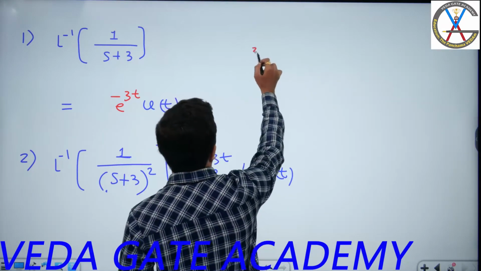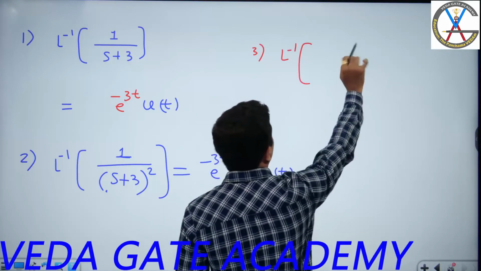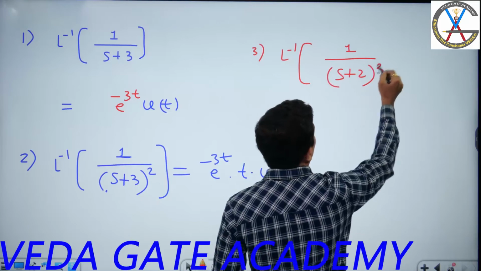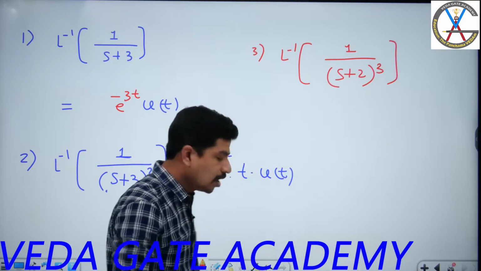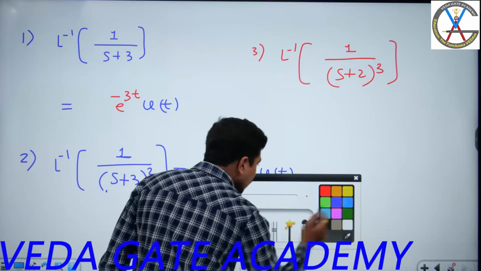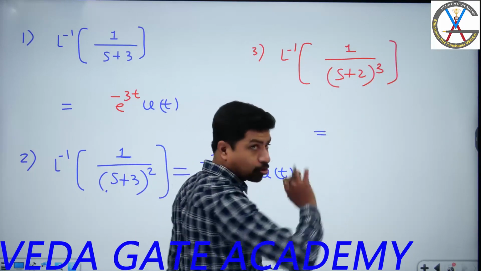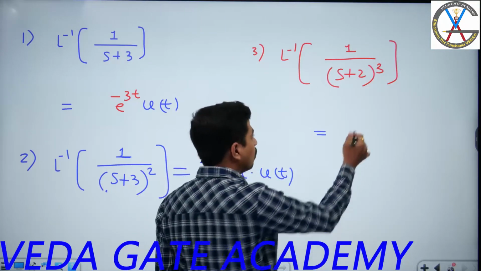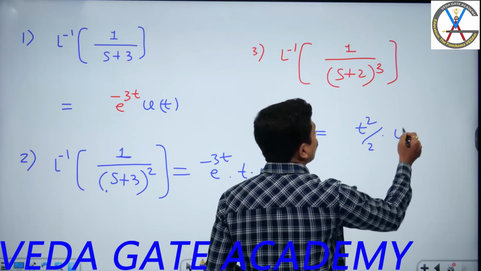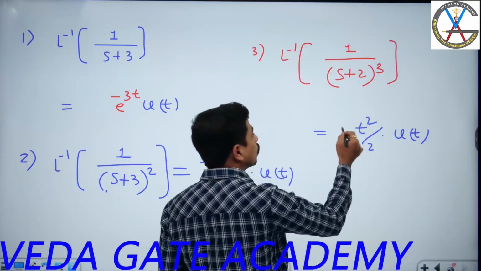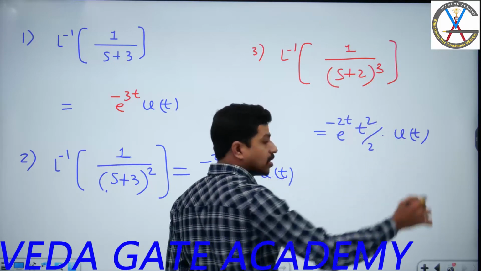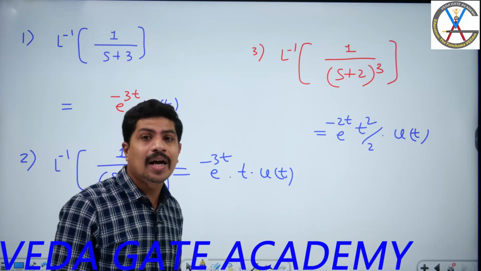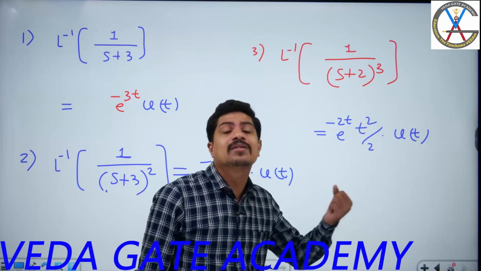Next example, third example, that is inverse Laplace transform of 1 by s plus 2 whole cube. Now what is the way? I told you very clearly. Forget about that plus 2. What you have? 1 by s cube. 1 by s cube inverse Laplace transform is what? T square by 2 into u of t. But as I have plus 2 here, e power minus 2t we should get. This is the way how to understand Laplace and inverse Laplaces very easily.